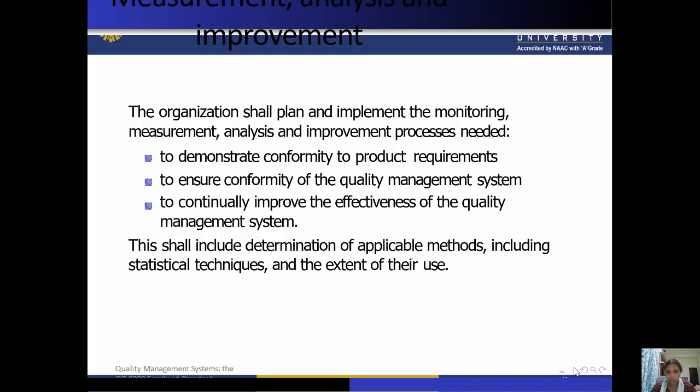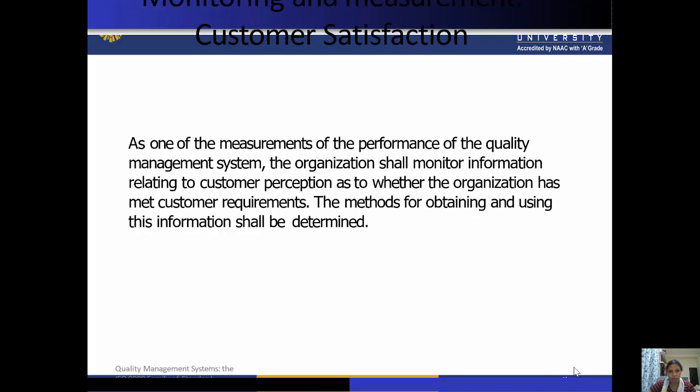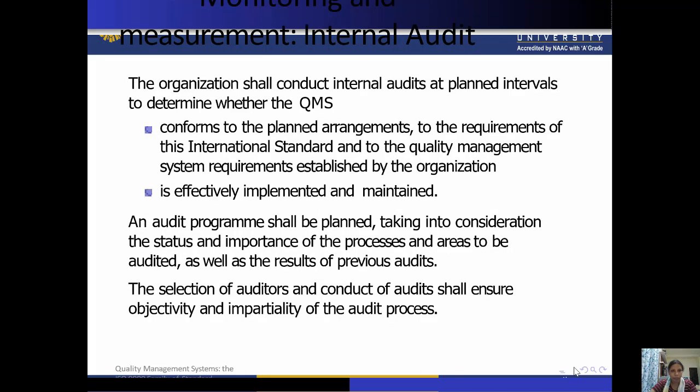This shall include the determination of applicable methods, including statistical techniques and the extent of their use. Monitoring and measurement: customer satisfaction. As one of the measurements of the performance of the quality management system, the organization shall monitor information relating to customer perception as to whether the organization has met customer requirements. The methods for obtaining and using this information shall be determined.